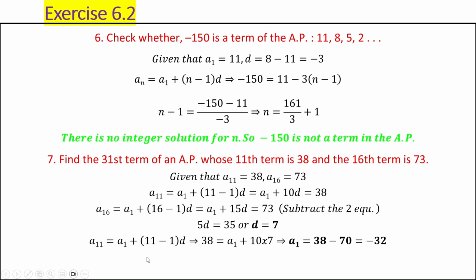We need the 31st term basically, right? A11, if you substitute the D value, you get the A1 value. So A11 equals A1 plus 11 minus 1 into D. You substitute the value, then you get the A1 value. A1 is nothing but minus 32. Okay, so A31 equals A1 plus 30D, which is 178.